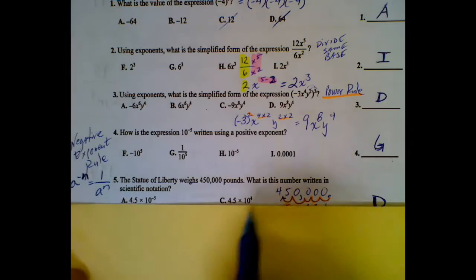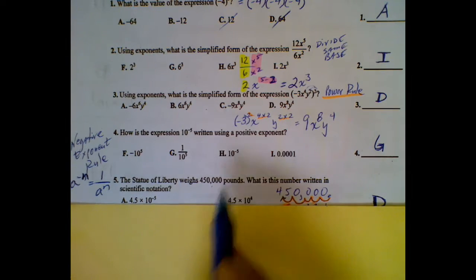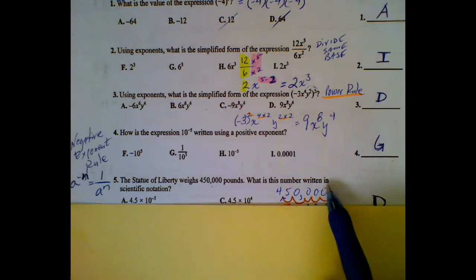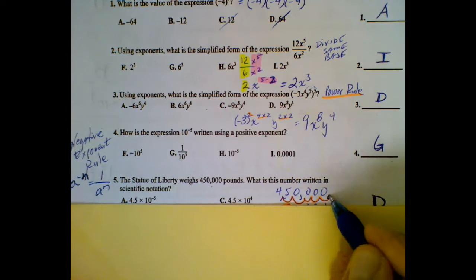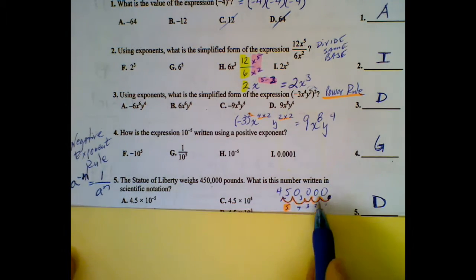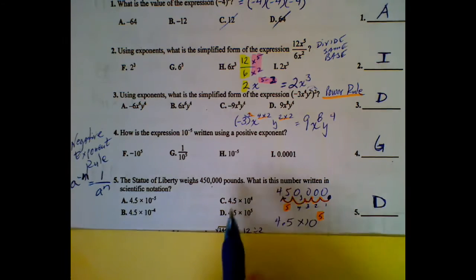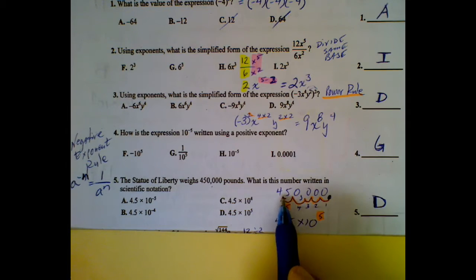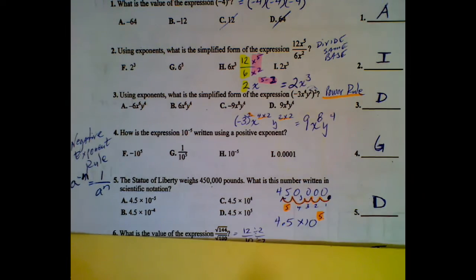Right, what is this number written in scientific notation? So we're just going from standard form to scientific notation. So here's 450,000, and when we don't have a decimal point written, we understand it's to the far right. So I need to get it all the way over here, so I'm going to move it once, twice, 3, 4, 5 times. So my answer is going to be 4.5 times 10 to the 5th power, which is response D.